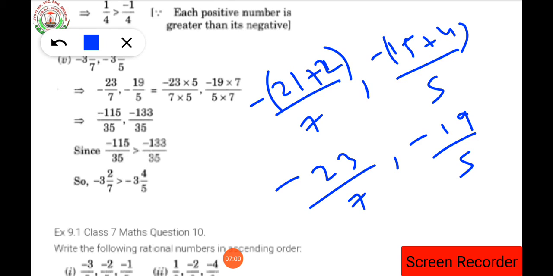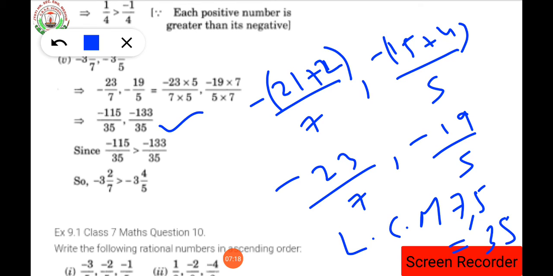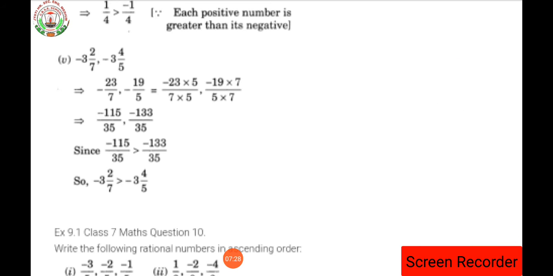Now it becomes a number. Since it is an unlike term, we can change it into a like term by taking its LCM. So what will the LCM be? LCM will be 35. Okay, so here we have got the LCM as 35. So minus 115 upon 35 is greater than minus 133 upon 55. Clear everyone? So this is the solution.